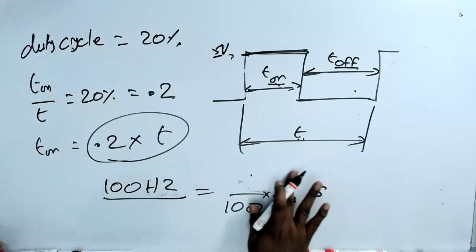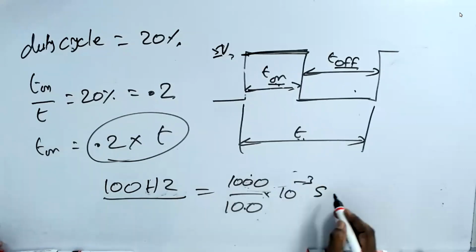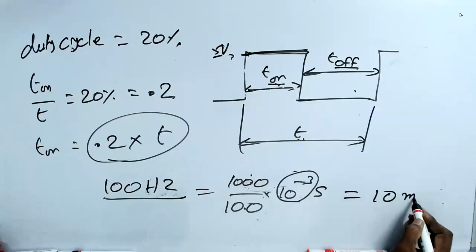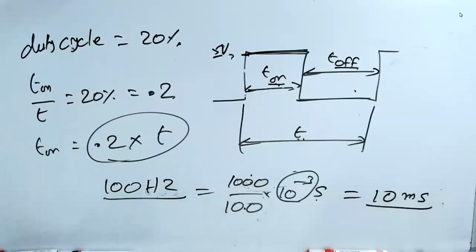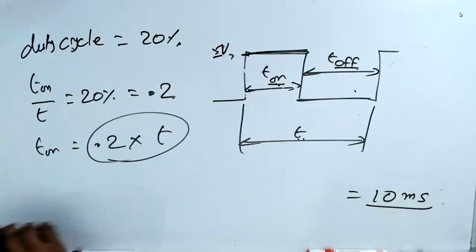This 10 power 3 becomes 10 power minus 3. So 1000 by 100 is 10. 10 power minus 3 is milli, and S is second. It becomes 10 millisecond. So we calculate now, T is equal to 10 millisecond if F is equal to 100 hertz.